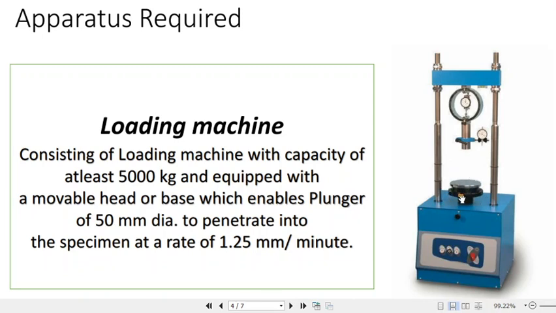Okay, and this is the base where the specimen is put, and this portion of the equipment is generally movable. Okay, and this provides an upward thrust, so that the 50 mm plunger, this is the 50 mm plunger, penetrates through the soil sample.